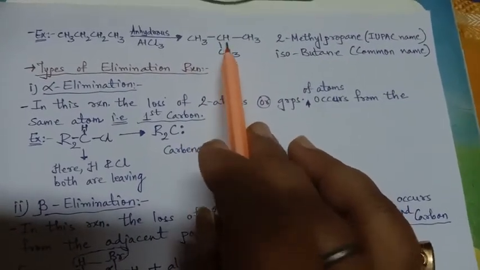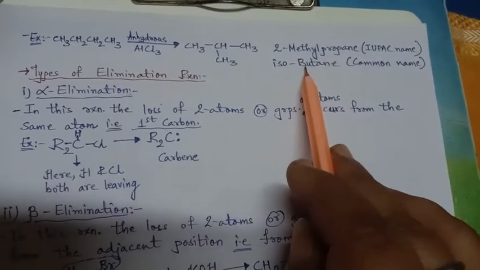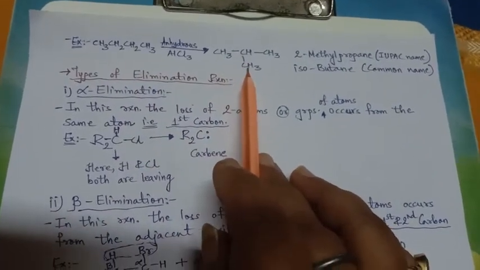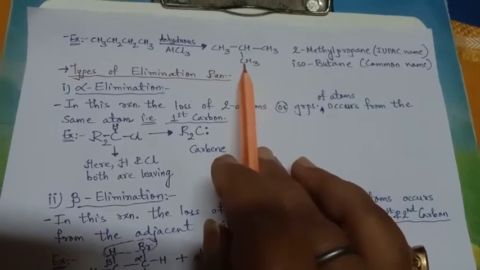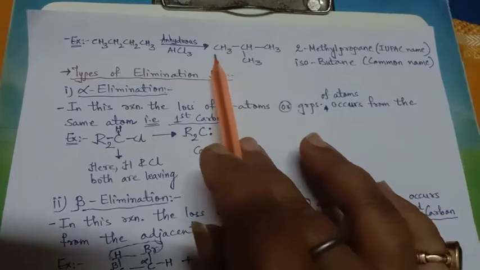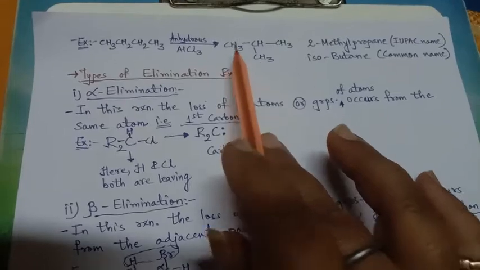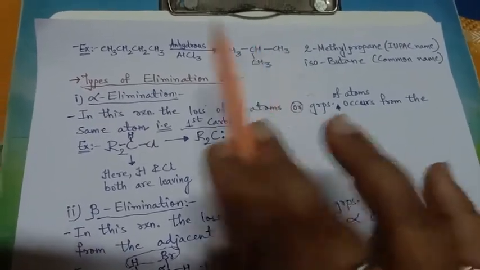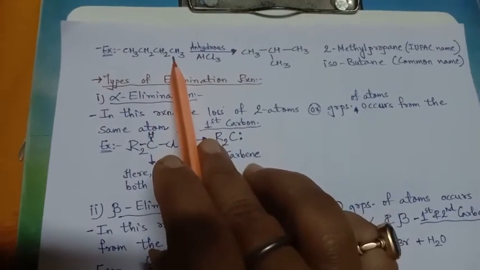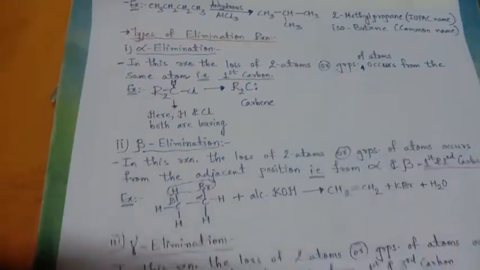On the second carbon, it is a methyl group, so the IUPAC name is 2-methyl propane, or in common trivial language, the second carbon has a branch, so it is iso. So this is normal butane, straight chain. It is a branched chain on the second carbon, so it is isobutane. Both have the same molecular formula, C4H10. Same molecular formula but different structure. So isomers take place, right?